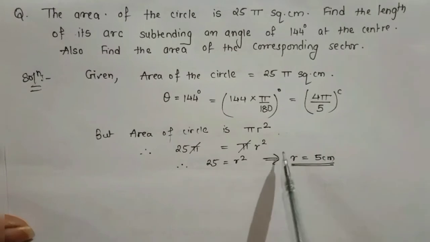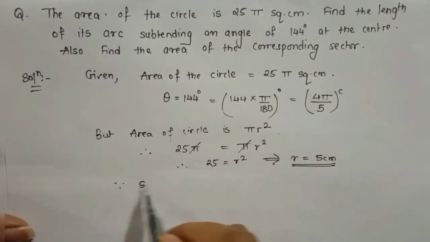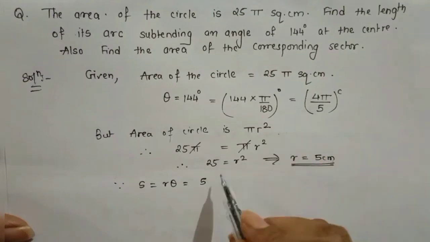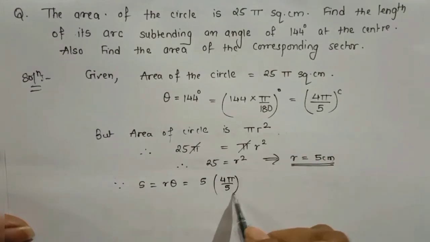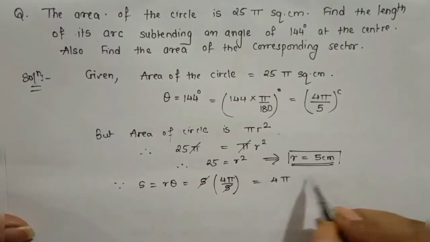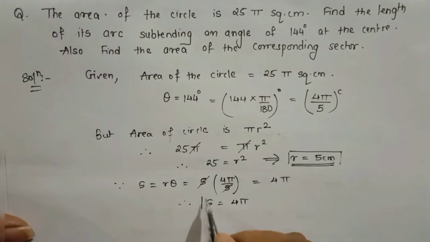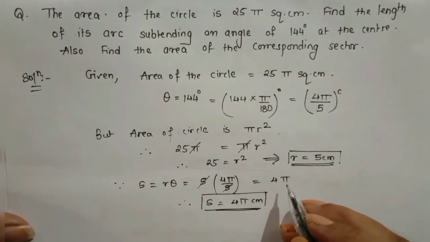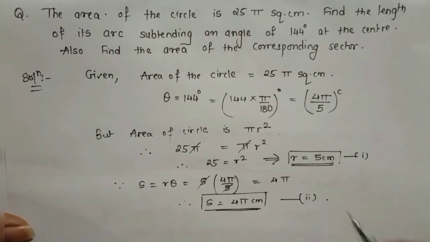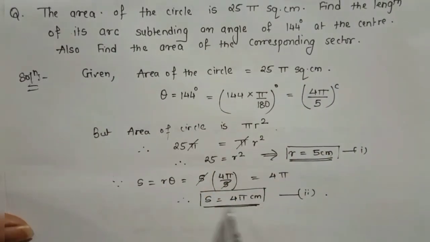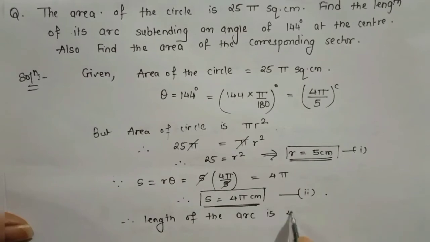We have the value of theta. We have the value of r. So we can directly apply s, that's length of arc, is equal to r theta. r is 5 and theta is 4 pi by 5 in radian, so your 5 will get cancelled. The answer is 4 pi. So we can see that s is equal to 4 pi, and this is in centimeter. Finally we'll mark this as equation number 1 and this as equation number 2. In the question they were asking us to find the length of the arc. Therefore the length of the arc is 4 pi centimeter.